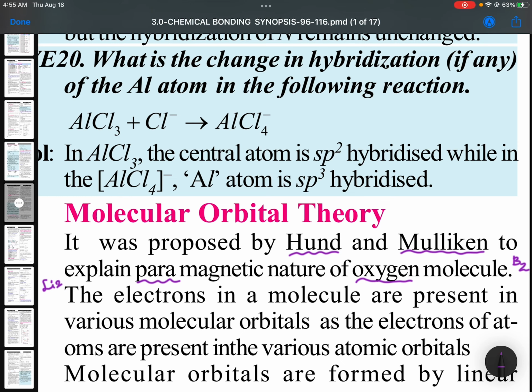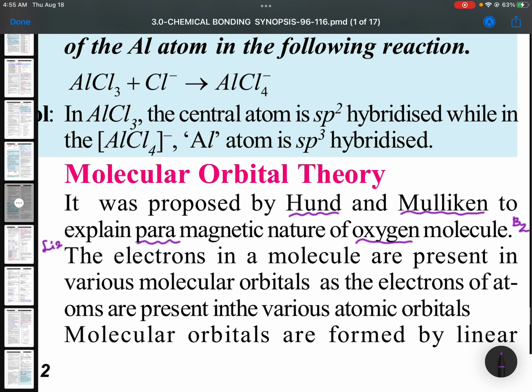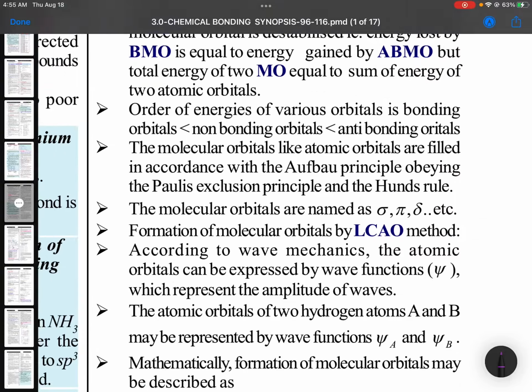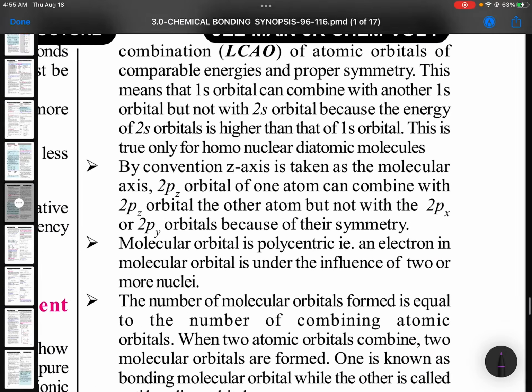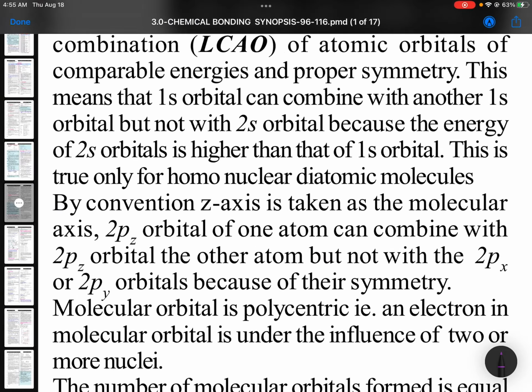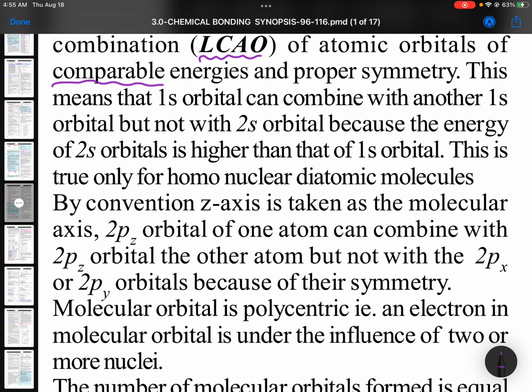The electrons in a molecule are present in various molecular orbitals, as the electrons of atoms are present in the various atomic orbitals. Like atomic orbitals only, now the electrons are going to be in the molecular orbitals. Molecular orbitals are formed by linear combination of atomic orbitals, LCAO, of comparable energies and proper symmetry.